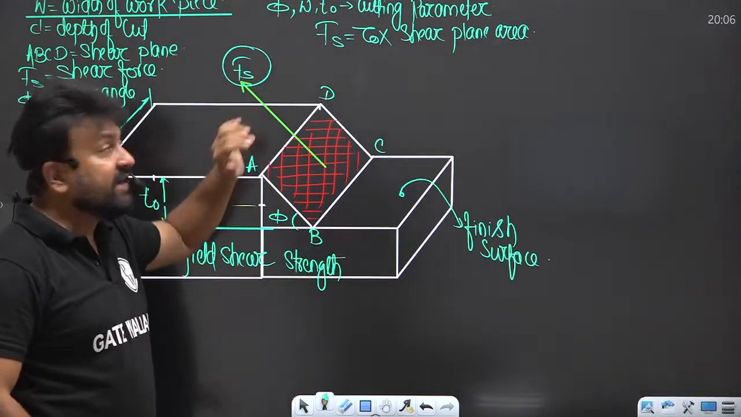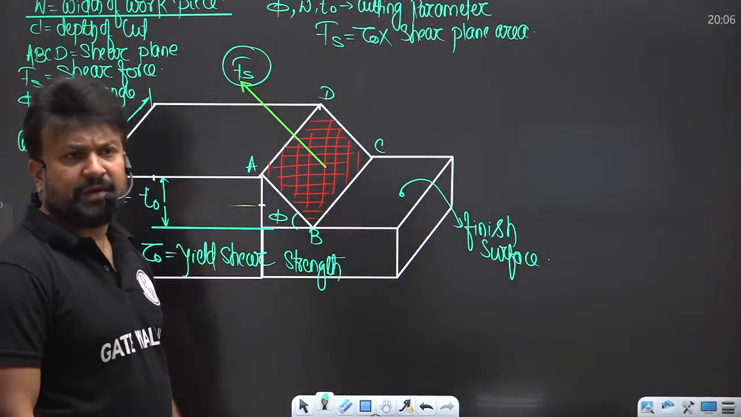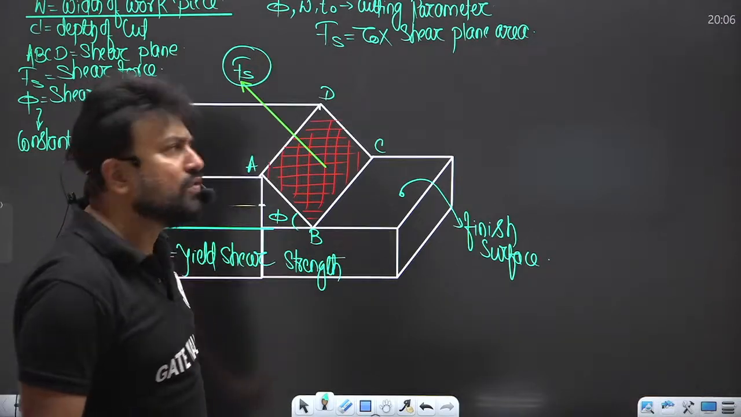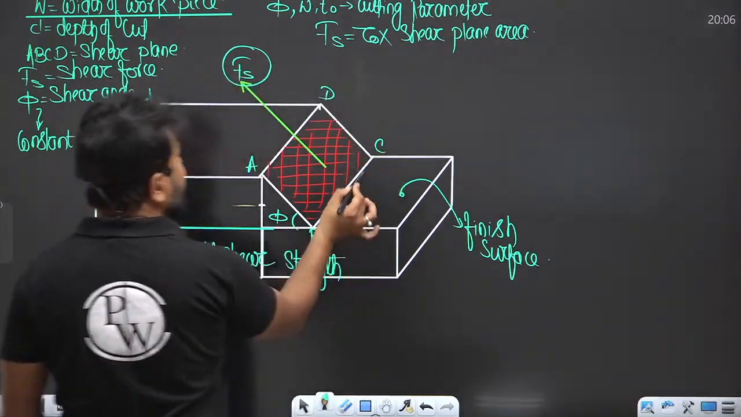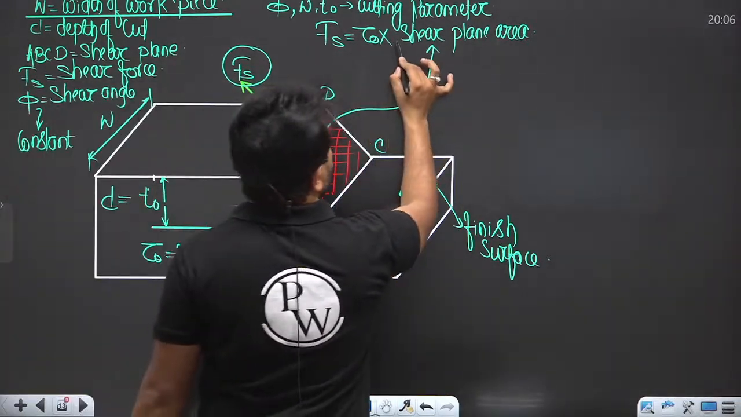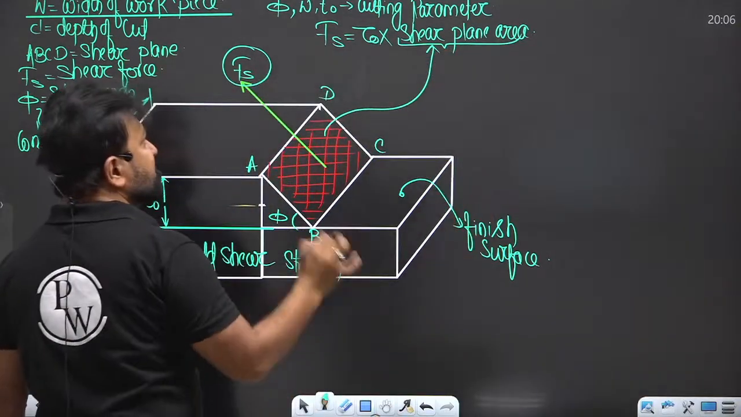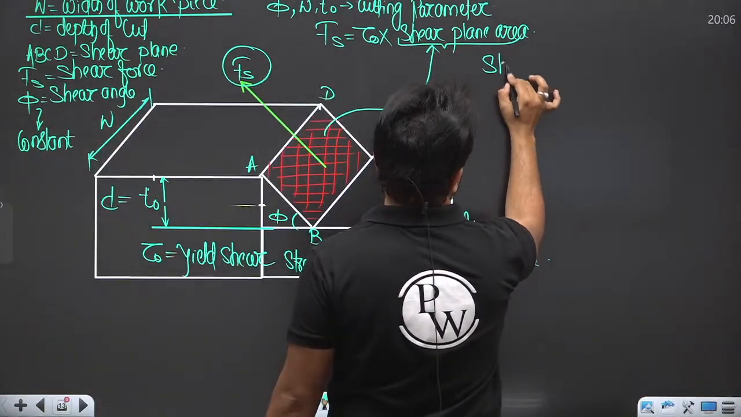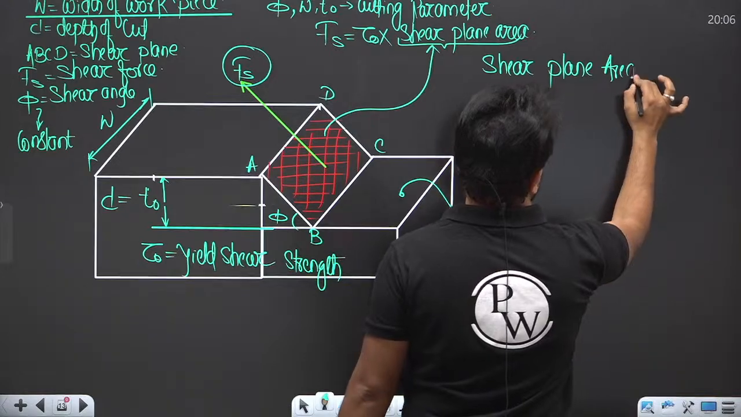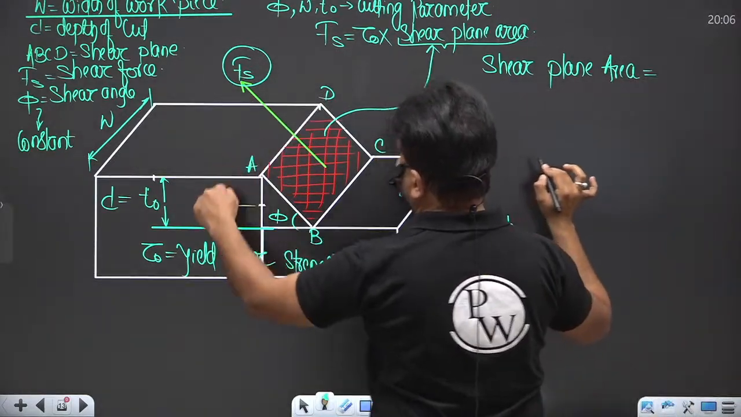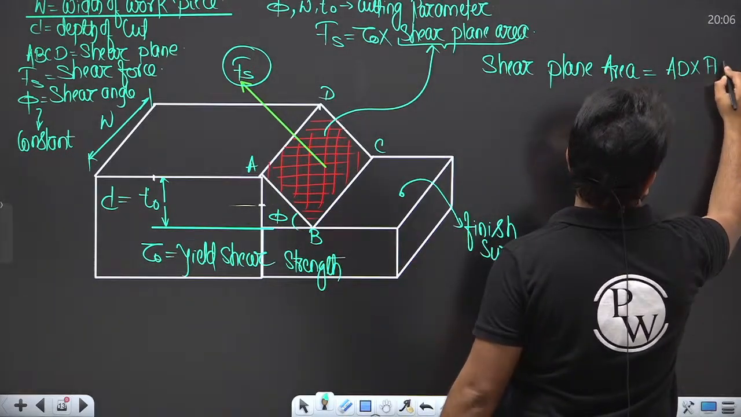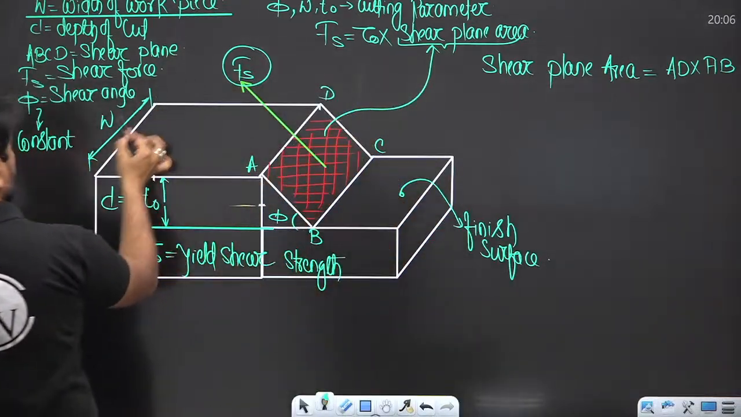Now, this is the part of your numerical approach. This is the shear force, and this is the shear plane area. Let's say the shear plane area will be the width of the shear plane AD times AB. My dear, AD is almost equal to the width of the workpiece.